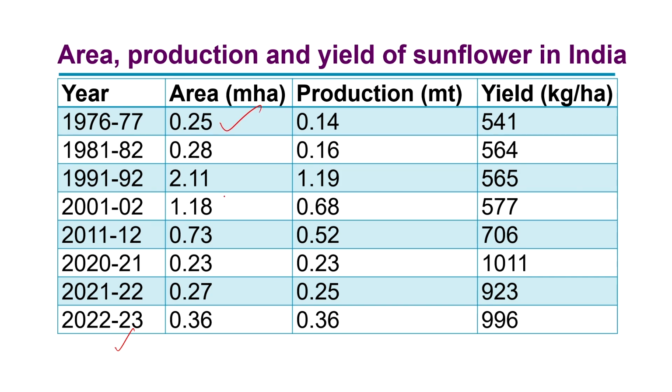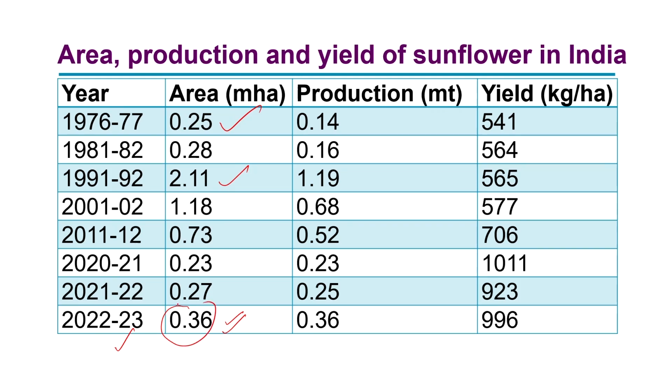Then it started increasing, and it became 2.11 million hectare in 91-92, and then again there was a decrease in area, and it continued to decrease, and now at present area under sunflower cultivation in India is just 0.36 million hectare.